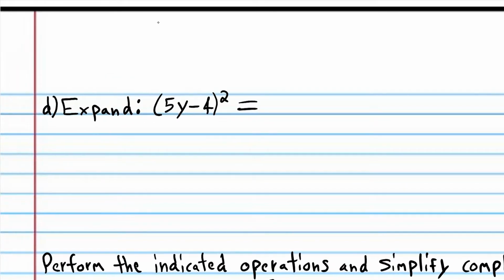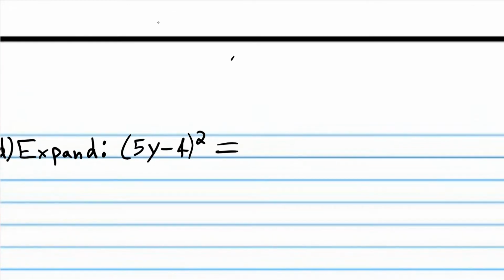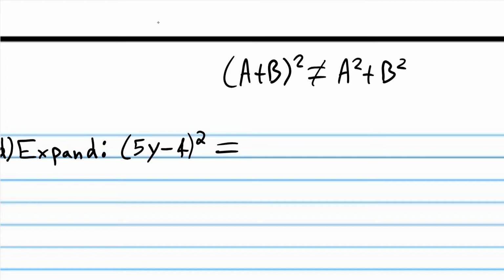A lot of students get stuck on this. Here's the most common mistake that students make. They say, oh, this is 25y squared minus 16, or plus 16. So you see what they did? They squared this, and they squared this, and they just added them together. And they say, see, that's the answer. That's not the answer. Again, it's one of the most common mistakes. A plus B squared is not A squared plus B squared. That is not correct. That's only part of the answer.